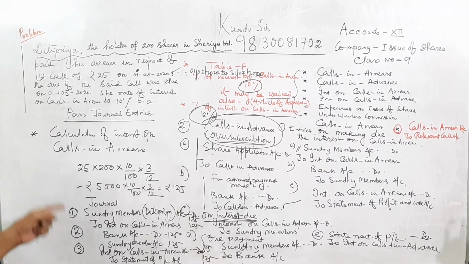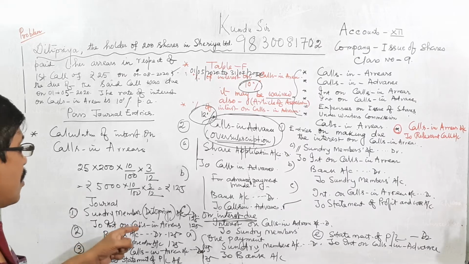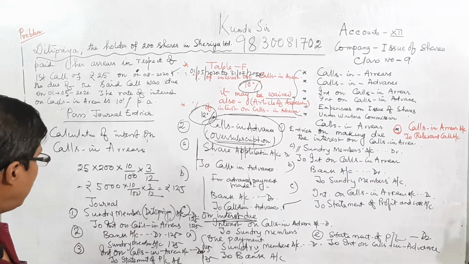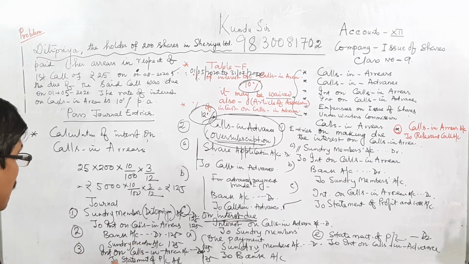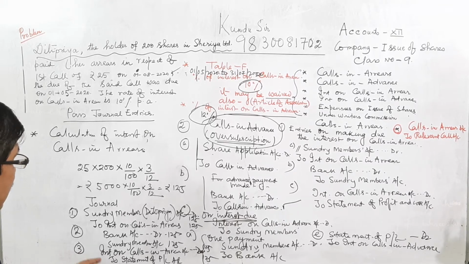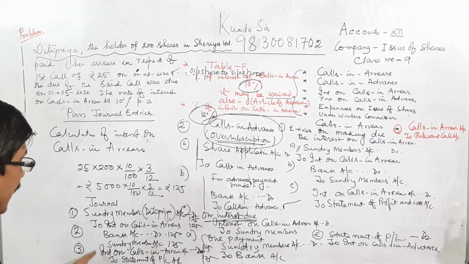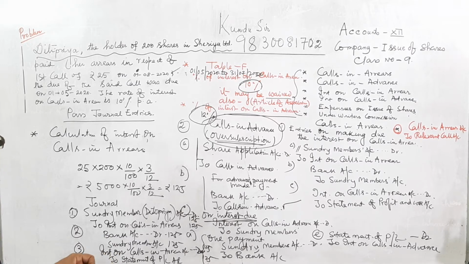First entry: sundry members, that is Ditipriya's account debit to interest on calls in arrear. Then when we are receiving the amount from Ditipriya, bank account debit to sundry members, Ditipriya's account. Third is interest on calls in arrear. The interest on calls in arrear account will be debited and the income is to be transferred to the P&L account, that is to statement of P&L account.